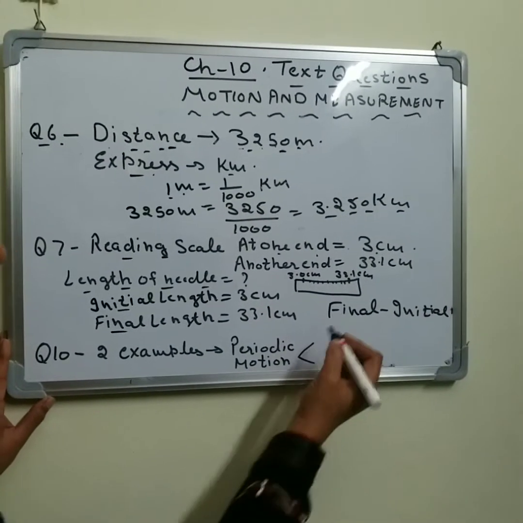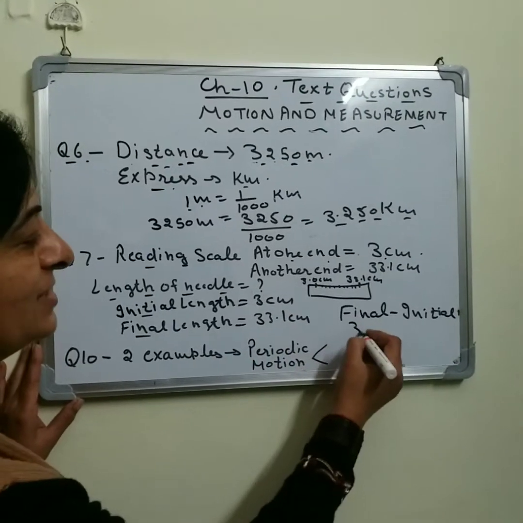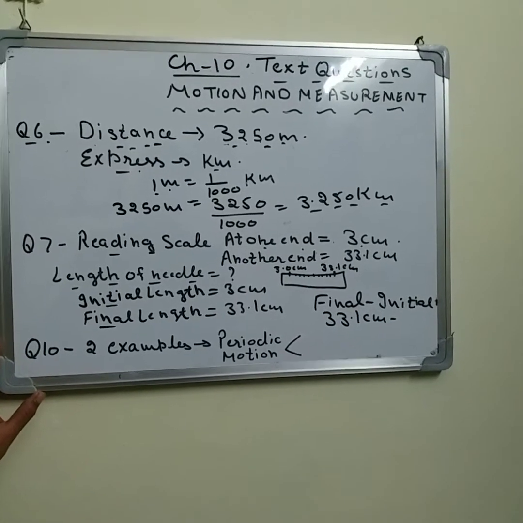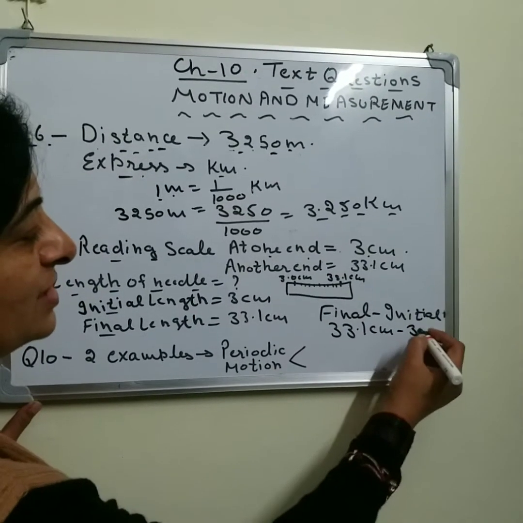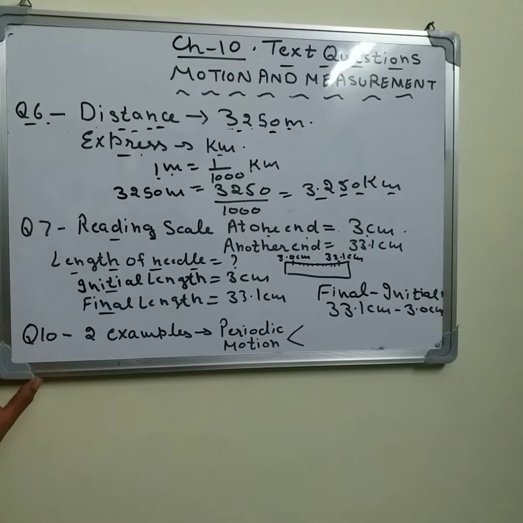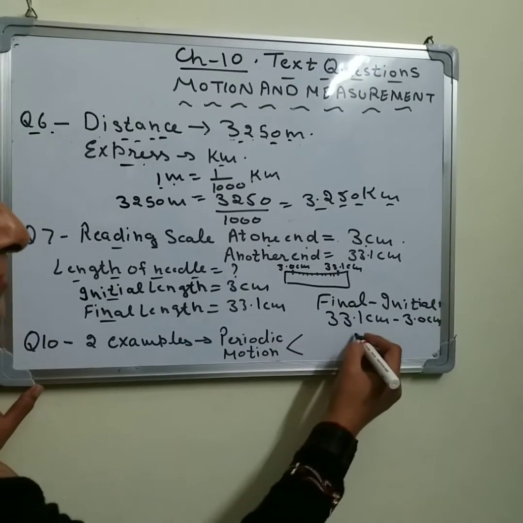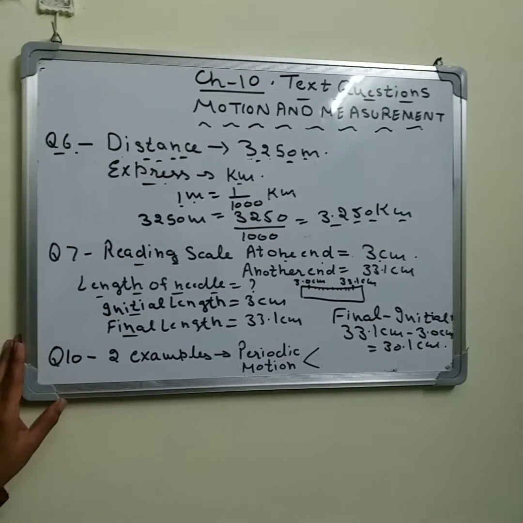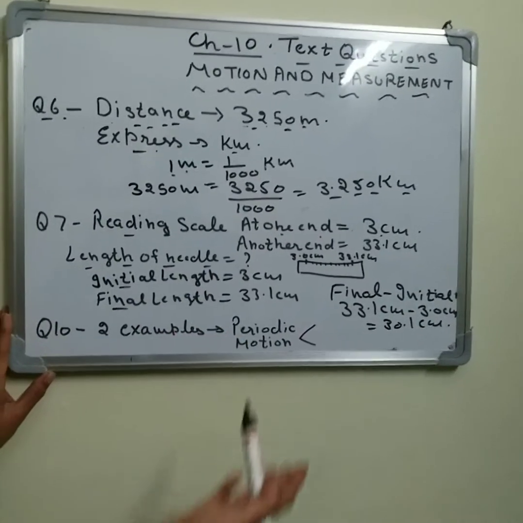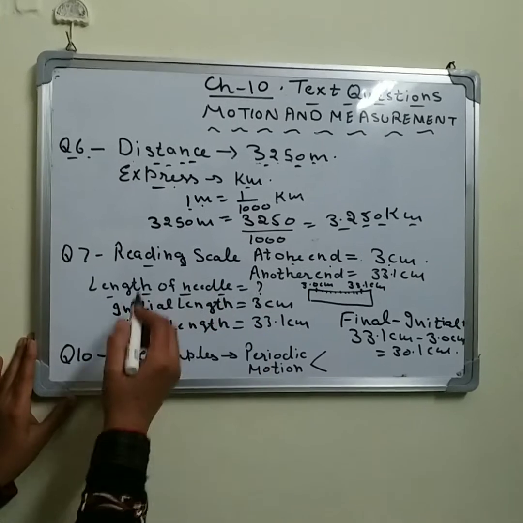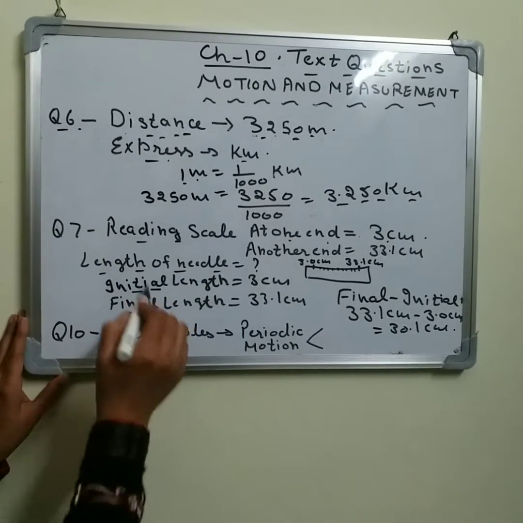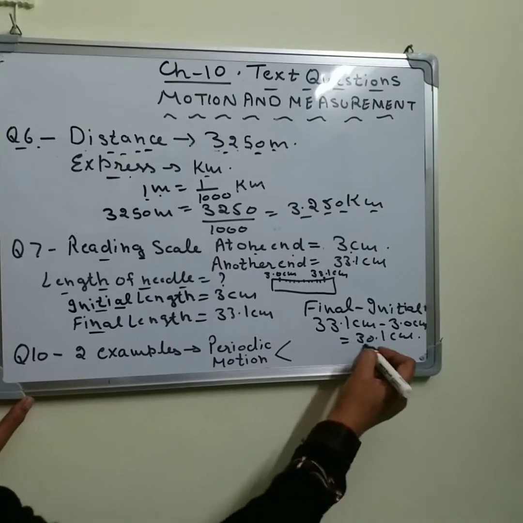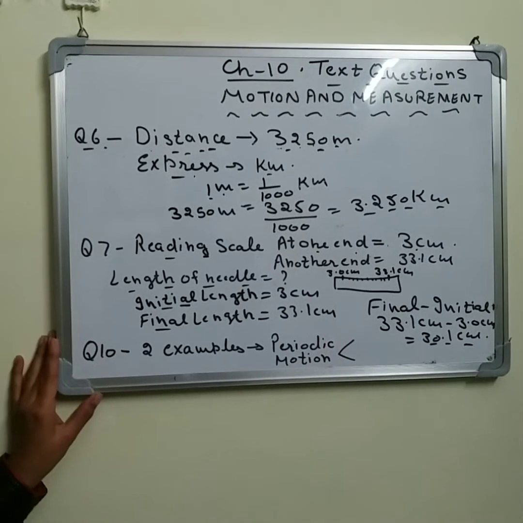What is the value of the final length? Yes, 33.1 centimeter. And what is the value of the initial length? Yes, it is 3.0 centimeter. When we subtract, we get the answer 30.1 centimeter. So you can see how easily you can find it out. You only have to subtract the initial length from the final length. So the length of the needle is 30.1 centimeter.